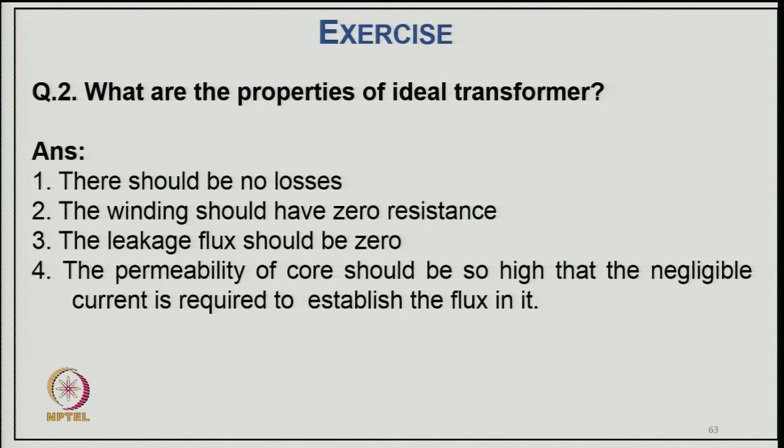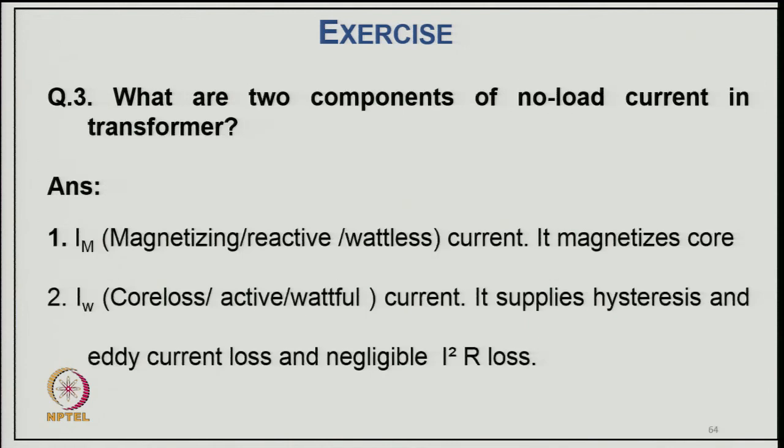The answer is there should be no losses, the winding should have 0 resistance, the leakage reactance should be 0, and the permeability of the core should be so high that negligible current is drawn to establish the flux in it. It means you have an infinite magnetizing reactance as well as core loss resistance.